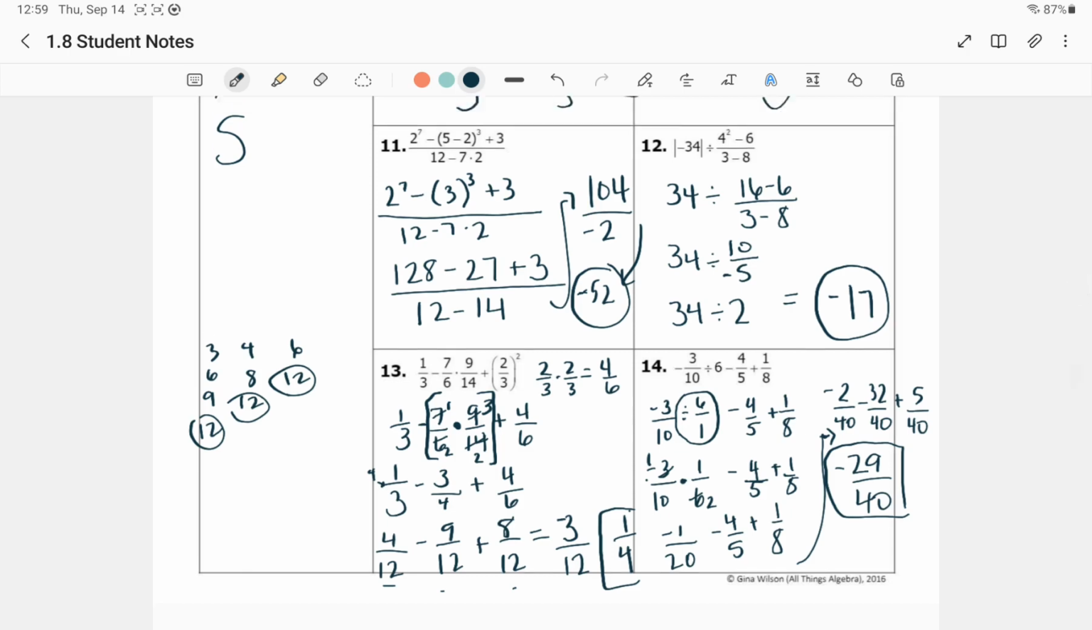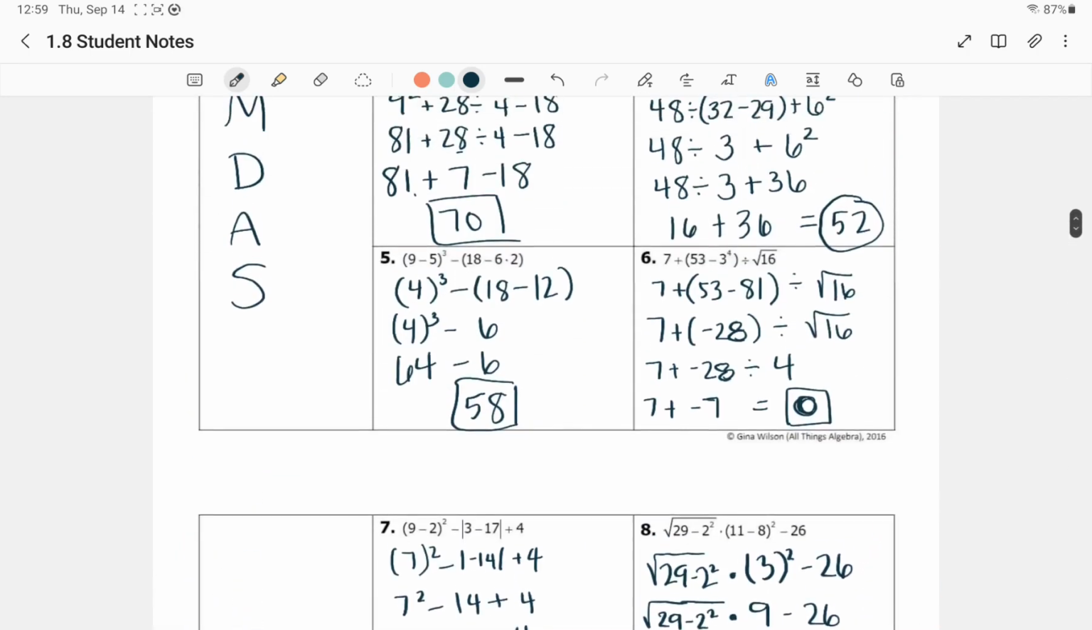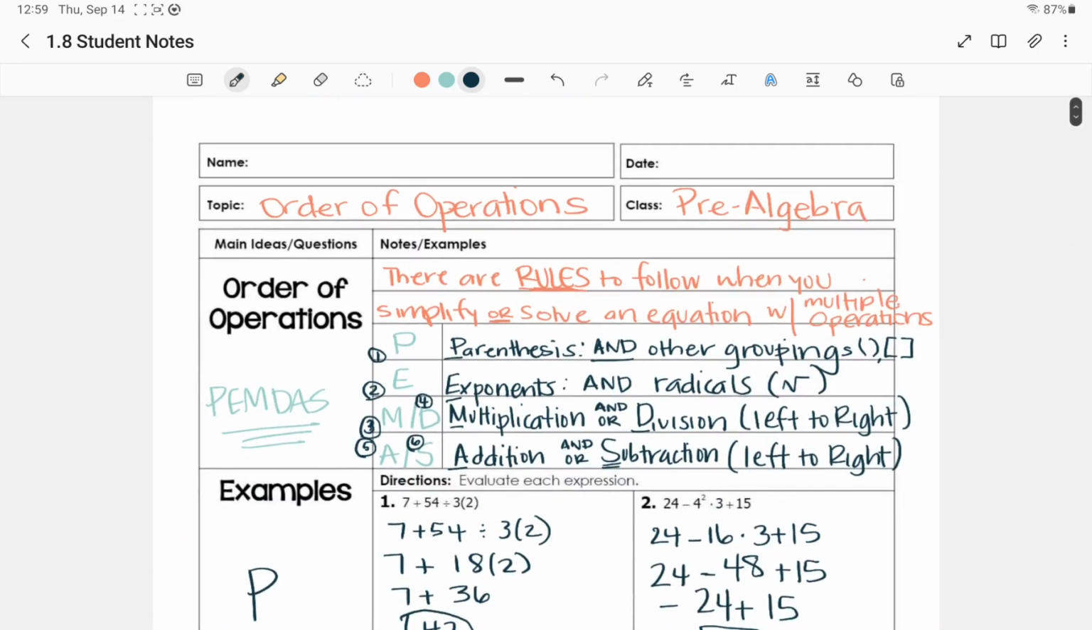All right, that's the end of this lesson. Yes, it takes quite a bit for you to work through the steps of each problem to solve in correct order. Use the PEMDAS method. I'll see you in the next video.